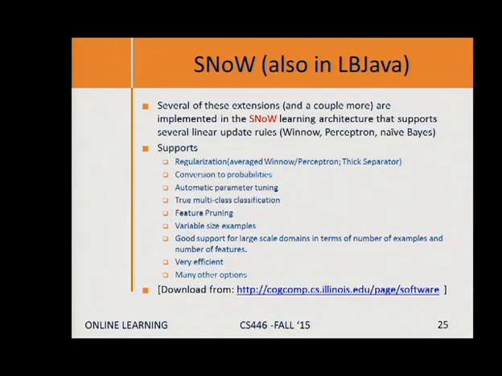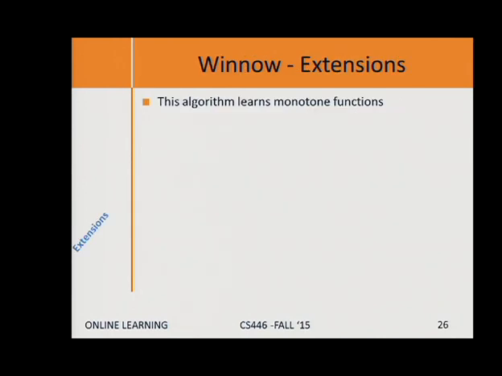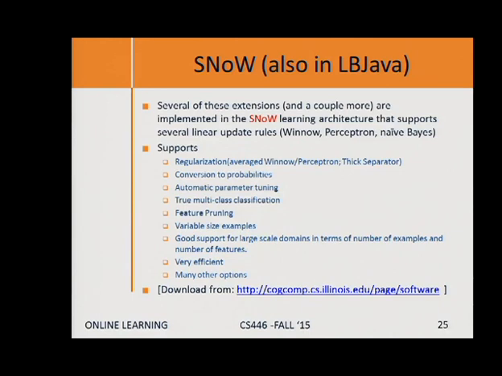Okay, so there are a lot of other extensions. Most of them are implemented in Snow or in LBJava, which is the tool that you've seen, both for Perceptron and for Winnow, and a couple of other algorithms. So I'm not going to talk about all this. Later today, I'm going to start to talk about extensions to Winnow and a few other, in some sense, more sophisticated extensions.